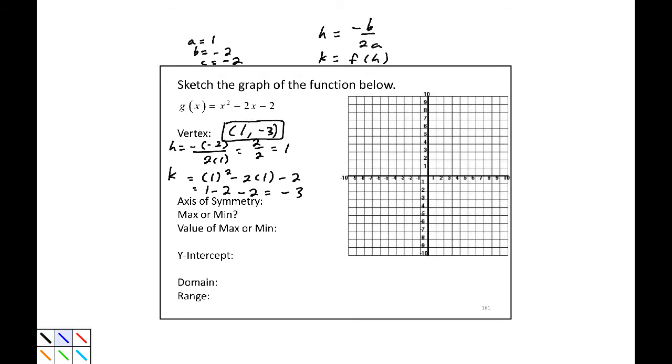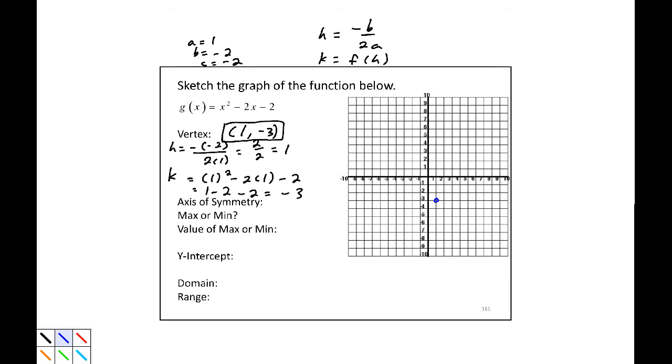Let's go ahead and put that point on my graph. The axis of symmetry is at x equals 1 based off of my vertex. To tell if it's a maximum or minimum, I have to notice that my a value is 1, so this opens up. So this appears to be a minimum. The value of that minimum is negative 3. y equals negative 3 because that is the lowest point that our graph gets to.